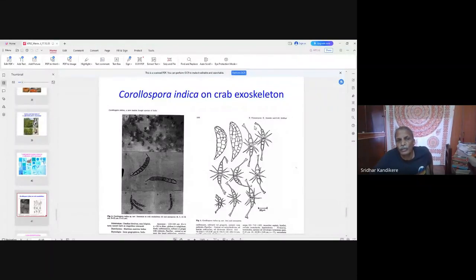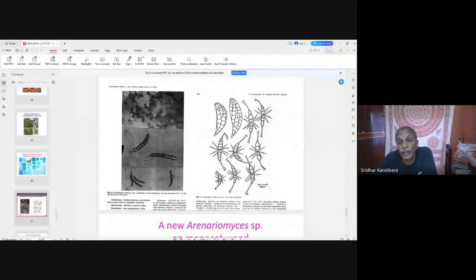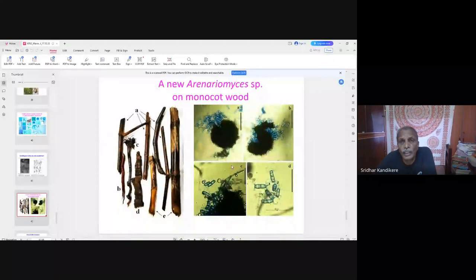So when we look into this, I'm sorry for this bad picture, not very good. These are all ascocarps of arenicolous fungi, that is, fungi that grow on sand. And these are the spores protruded like this, and these are the pictures. So we erected Corallospora indica on crab exoskeleton, and we also found it on other plant material, animal material, and even sand. And another species we recently found on monocot wood.